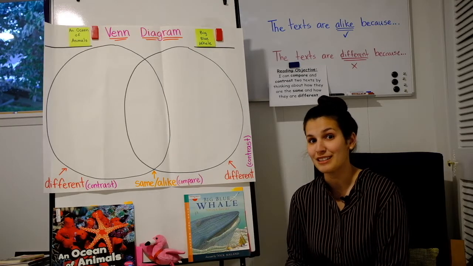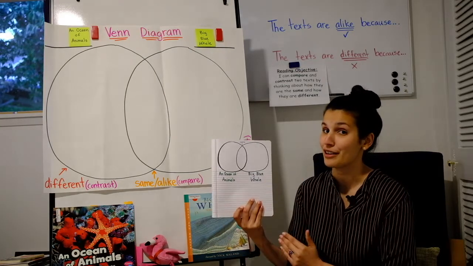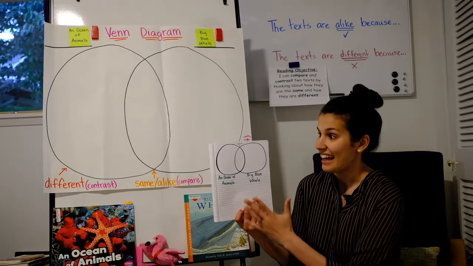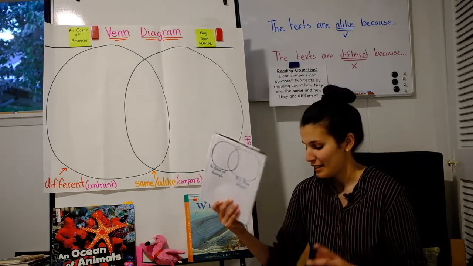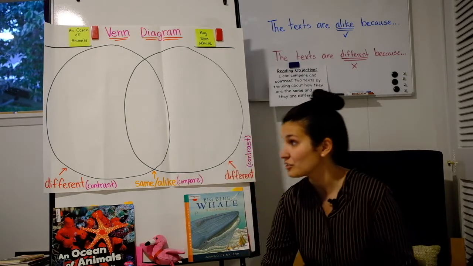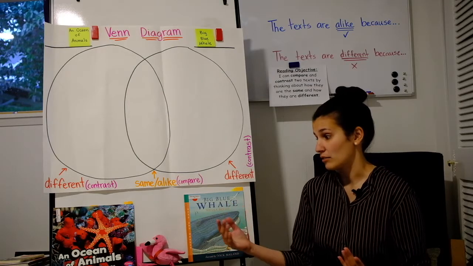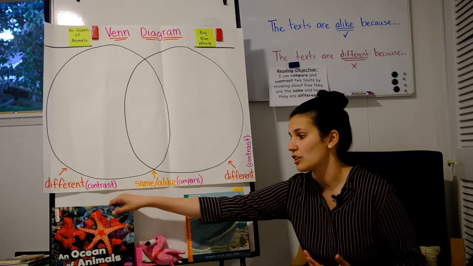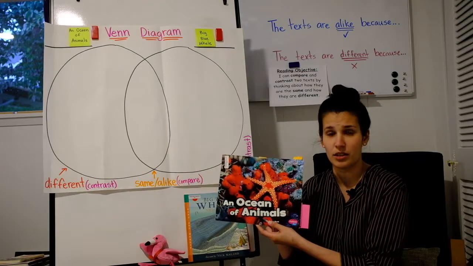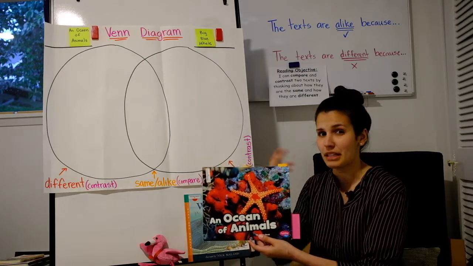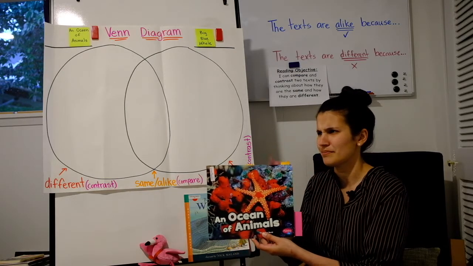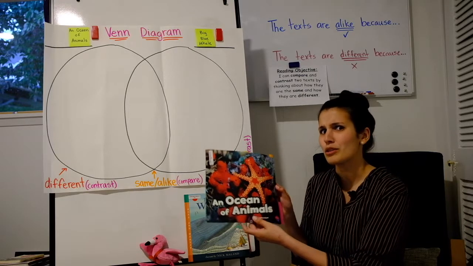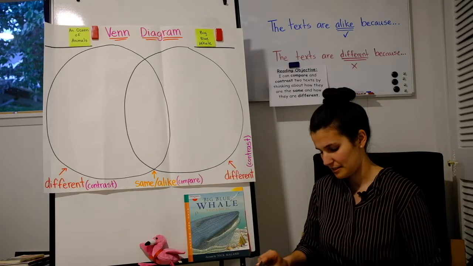Okay, hopefully you were able to create your very own Venn diagram, and now you're ready to work with me. So, we are going to start by thinking about the books. We read An Ocean of Animals 2 weeks ago. So we're just going to do a really quick picture walk to jog our memory and remember, what was this book about? What were some of the details in this text?